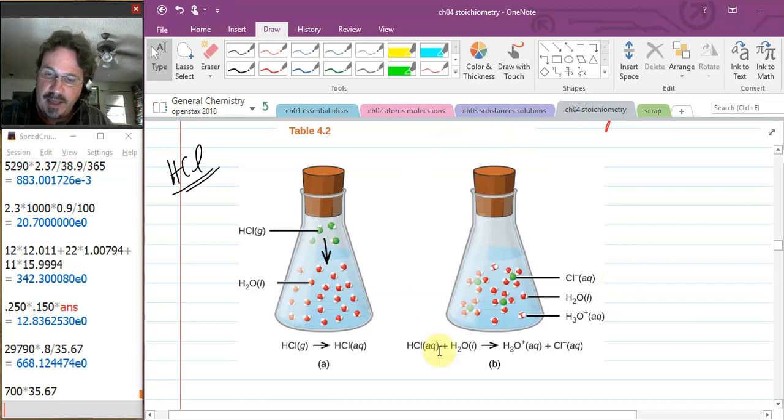So that last picture is what my HCl would really look like. HCl with no water is going to be a gas. When you bubble it through water, it dissolves to form this very strong acid, which we call hydrochloric acid. Same acid in your stomach, by the way.